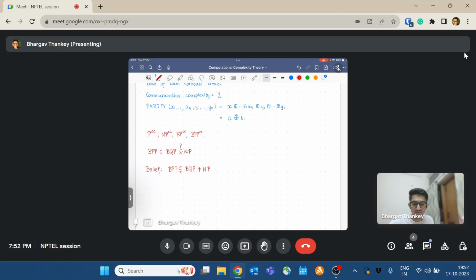BQP might be a bigger class. It may contain NP, or NP may contain BQP. We don't believe that BQP contains NP. We don't believe that CSAT is in BQP. But what this means is that we don't know whether every problem in BQP is in NP.